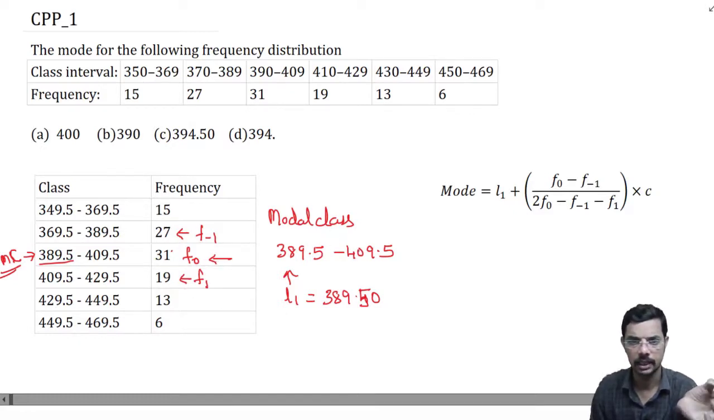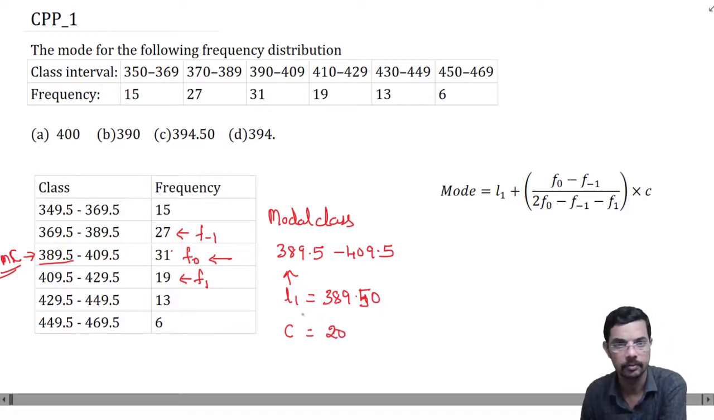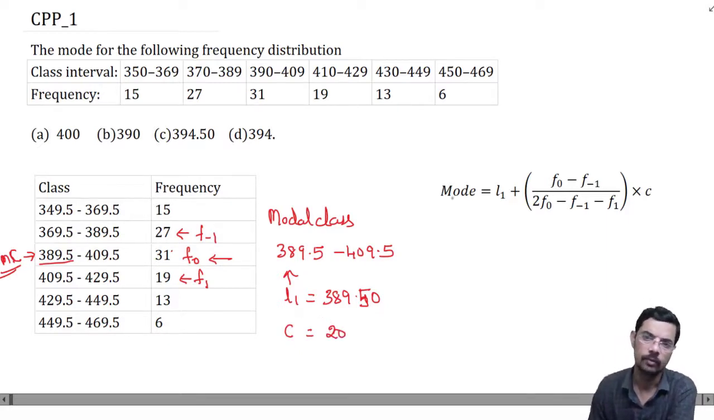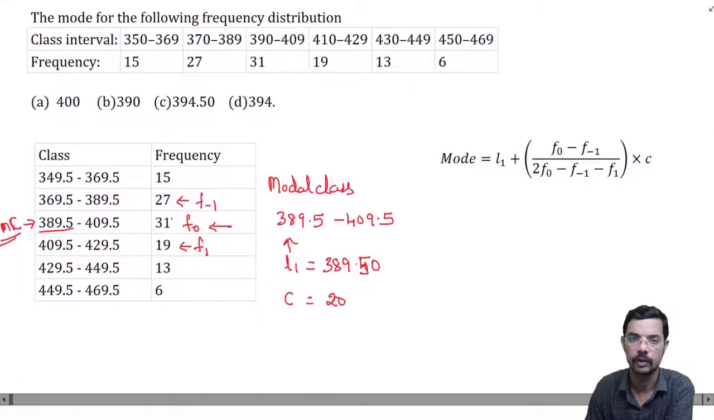And what is the class length? Class length is, say, 370 minus 350, it appears to be 20, or 409.5 minus 389.5. The class length C is equal to 20 here. Is that clear? Now we shall put all the values into this formula and find out the value of the mode.